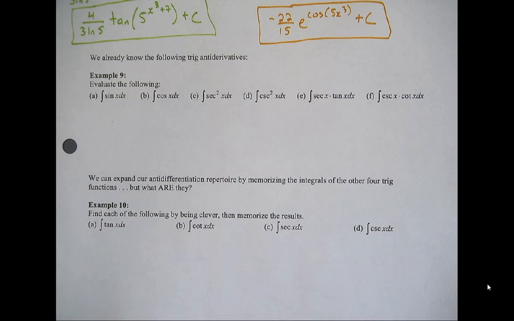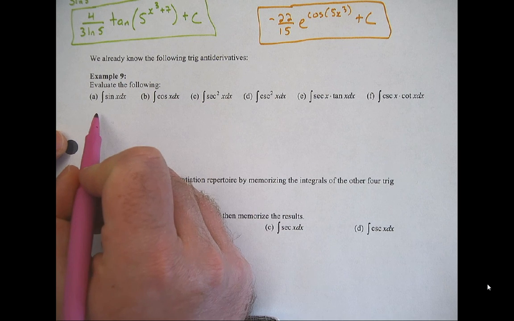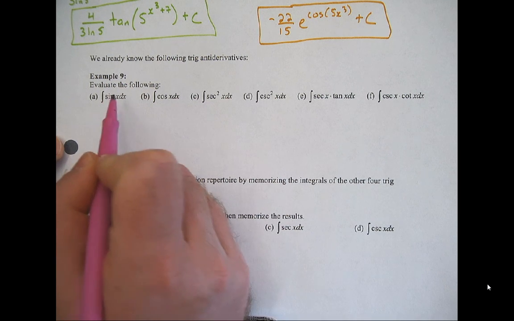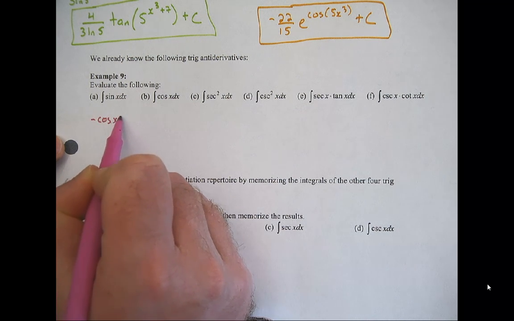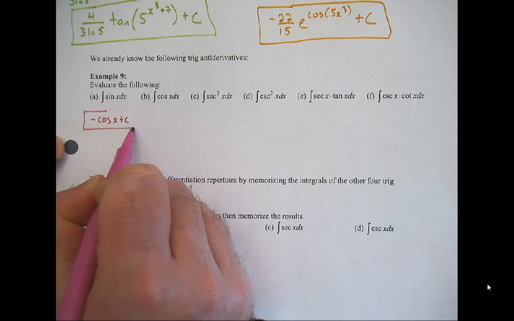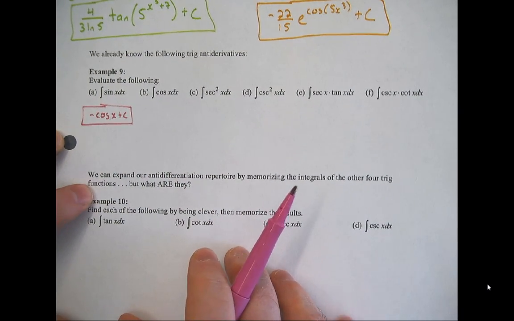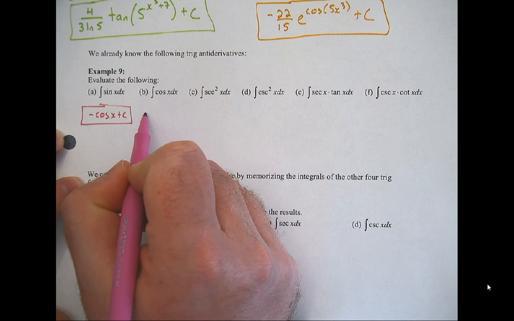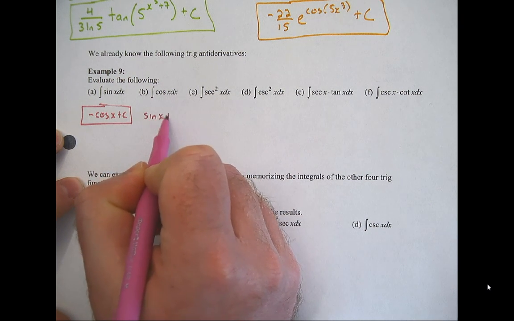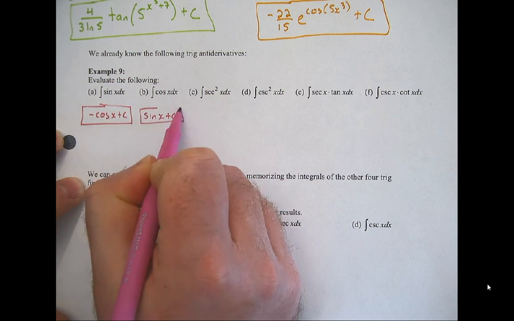So the integral of sine, okay, whose derivative is sine? That's cosine, so that's going to be a negative. That doesn't have a negative, so it needs the negative. So the derivative of negative cosine would produce a positive sine. Whose derivative is cosine? That's sine, so the integral of cosine is sine. That's pretty straightforward. No negatives to worry about.